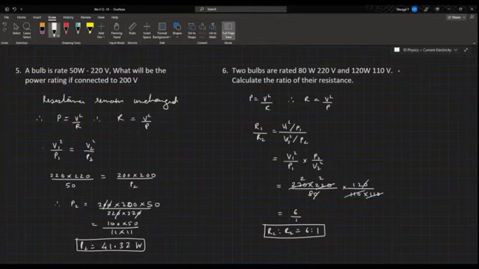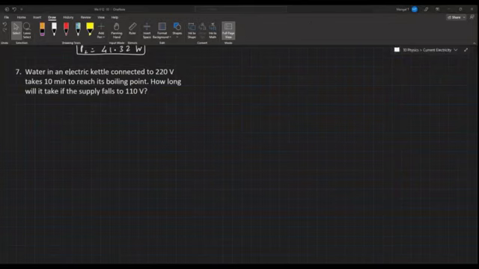So this is the ratio of the resistance. Water in a kettle connected to 220 volt takes 10 minutes to reach its boiling point. So how long will it take if the supply is 110 volt? How do we solve this question?